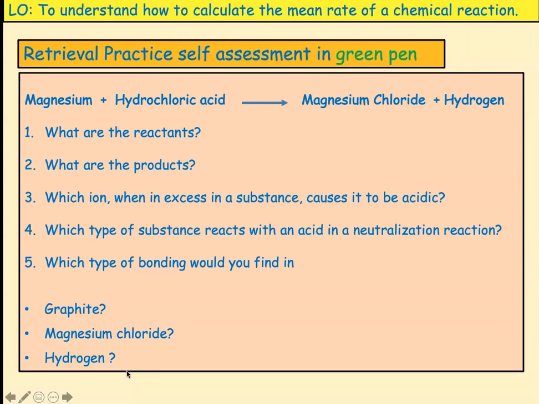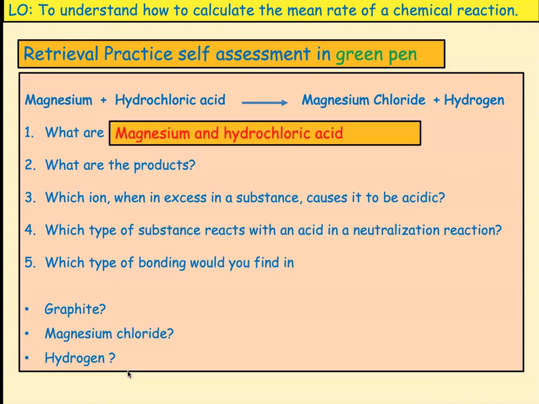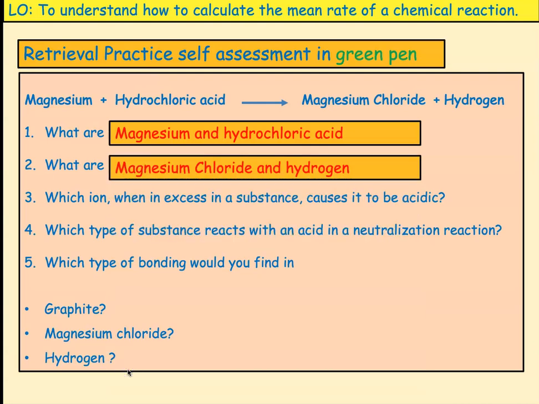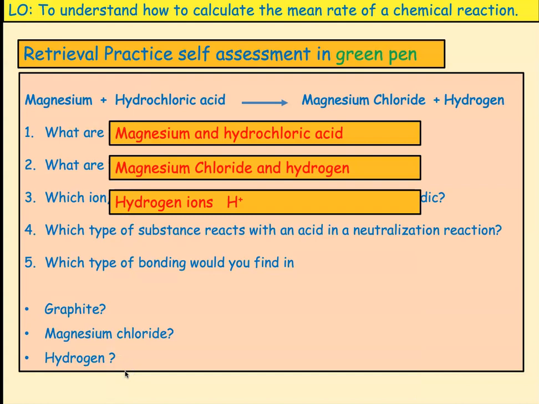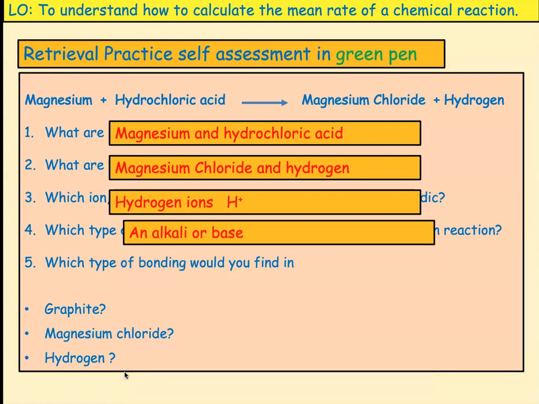So, the reactants are the things at the beginning of the equation, the things to the left of the arrow. They are magnesium and hydrochloric acid. All the products are on the right hand side of the arrow, which means that they are magnesium chloride and hydrogen. The ion in excess in a substance that causes it to be acidic is the hydrogen ion, the H+ ion.